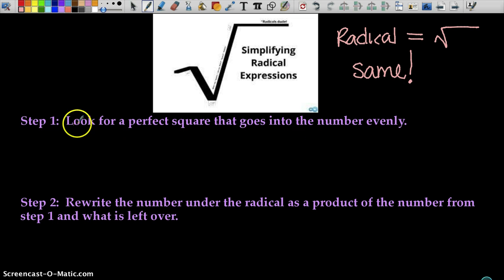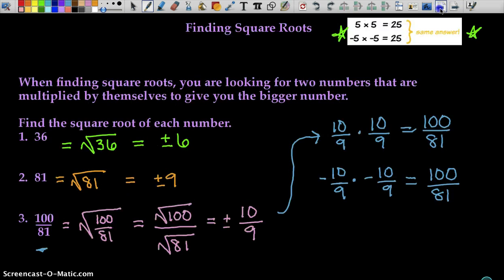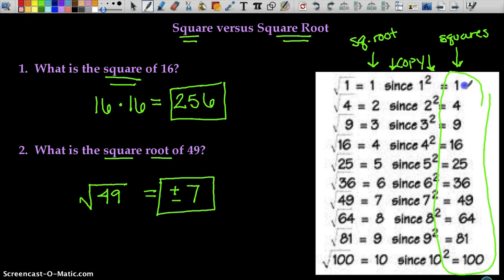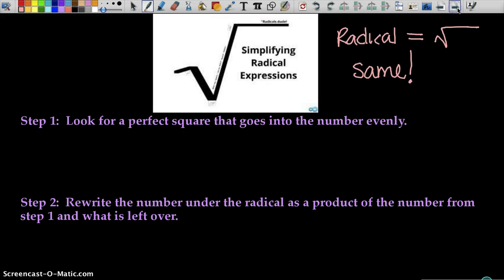Okay, so first thing you're going to do, step one, look for a perfect square that goes into the number evenly. Now remember back here we talked about perfect squares. They were right here, 1, 4, 9, 16, and on and on and on. And you may want to write down that these are called perfect squares, okay? So when we're looking for a perfect square that goes into the number evenly, let's say we start with something simple. Let's say we start with 32, and we want the square root of 32, and this is just an example.